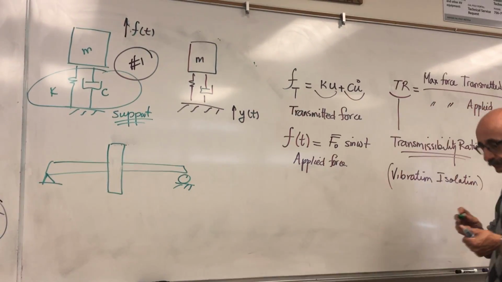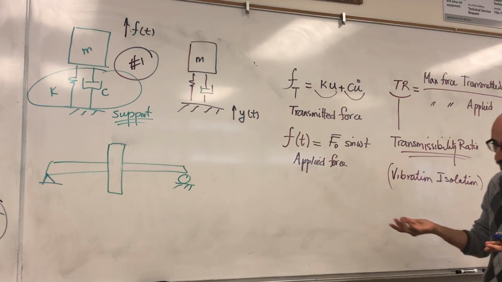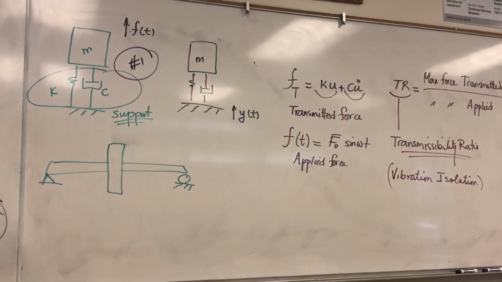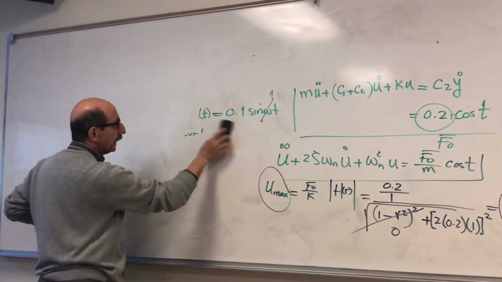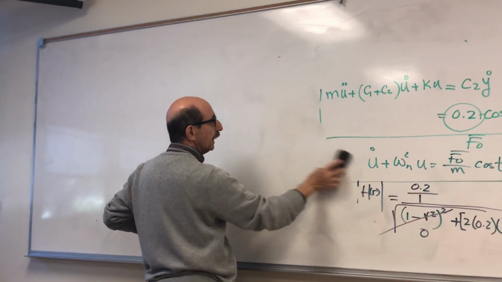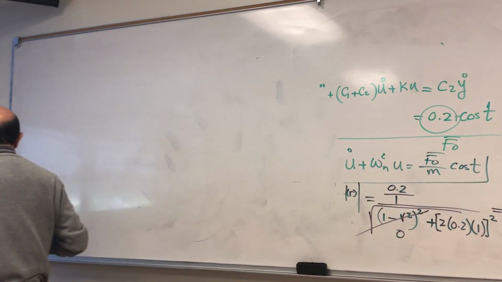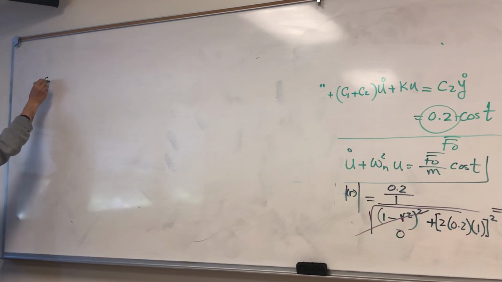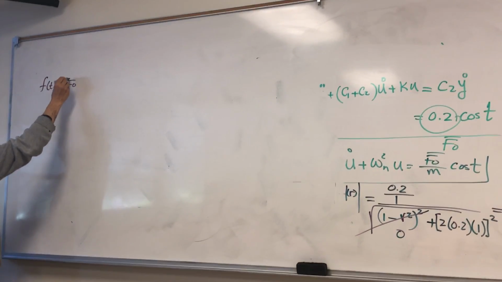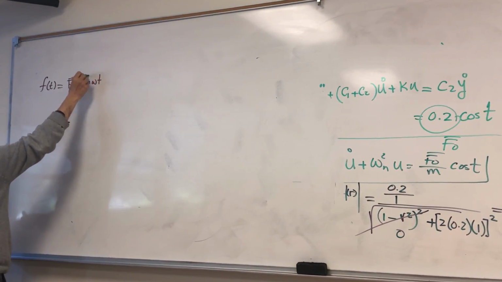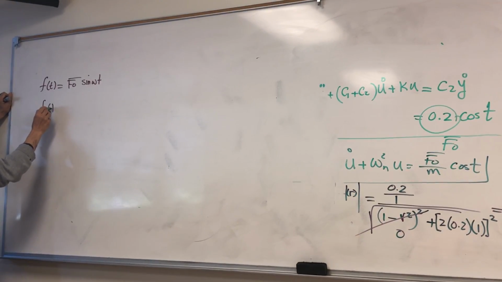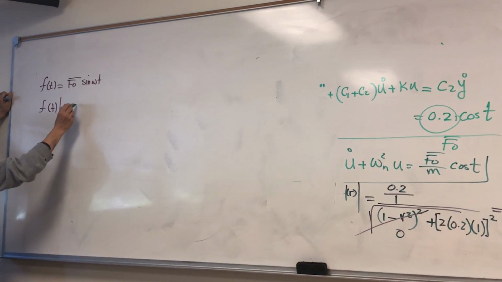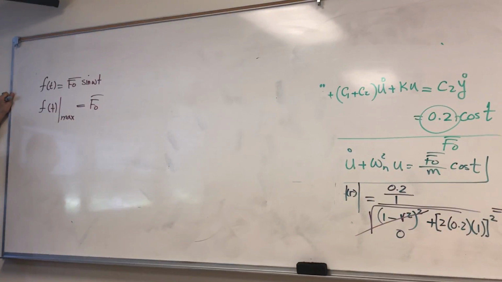So how do we do this? How do we determine this? Again, so far we have only looked at harmonically excited systems, right? So let's see how we can evaluate that ratio and study that. So what is that ratio? In the case that the input force is this, obviously the maximum F of t, max, is the amplitude of this harmonic force, right?